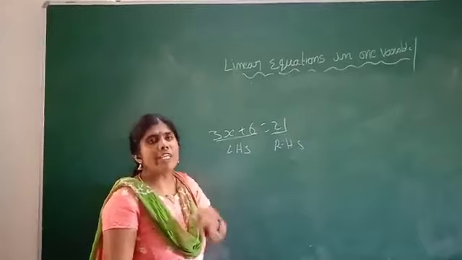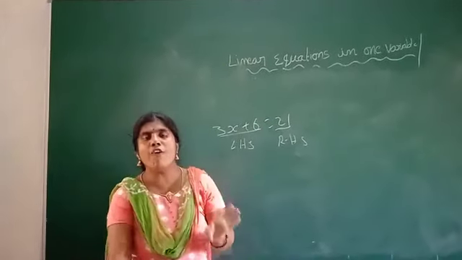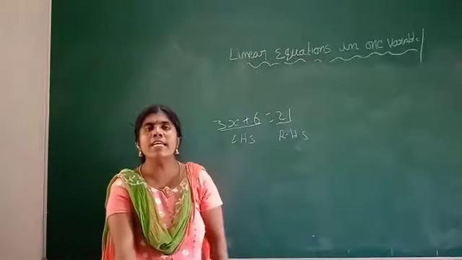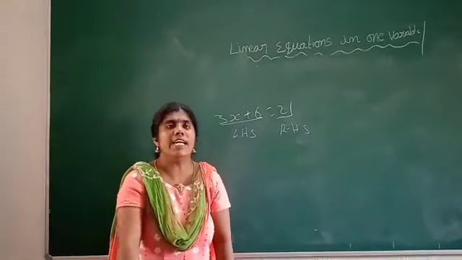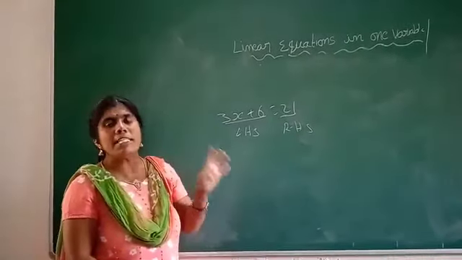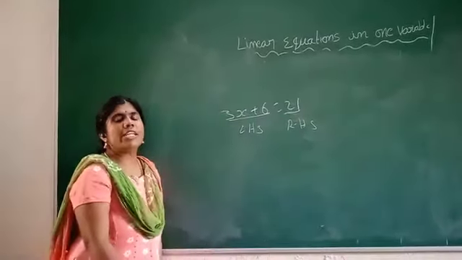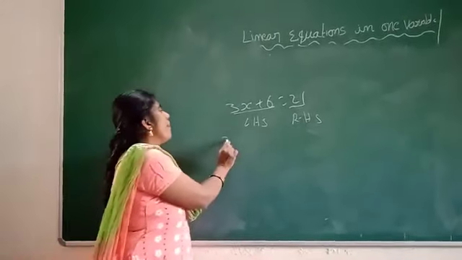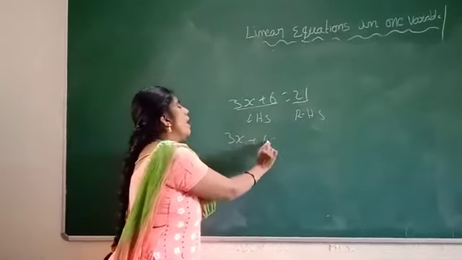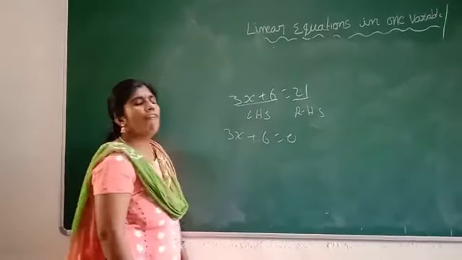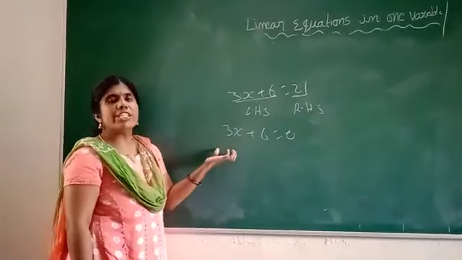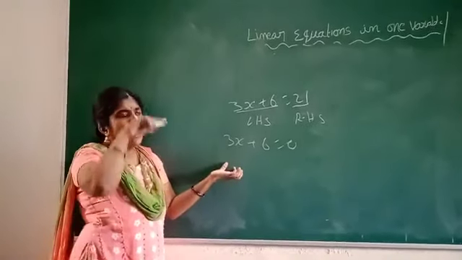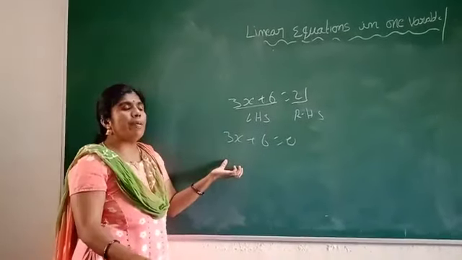What is the linear equation? If the degree is 1, it is called a linear equation. A linear equation is nothing but simply an equation. If the equation has only one variable, it is called a linear equation of one variable. Linear equations of one variable. Okay.